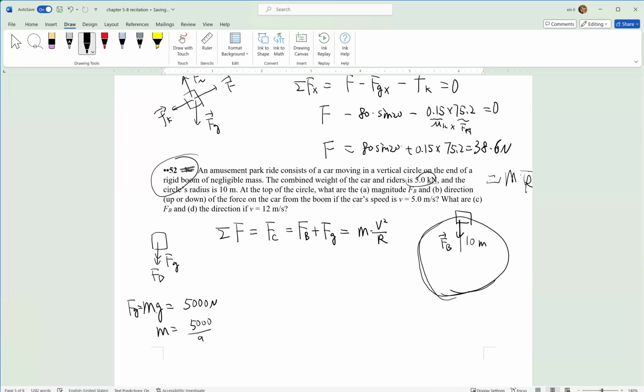5,000 divided by 9.8, which you are going to get 510 Newton. So here what we have is our FB. So FB plus 5,000 Newton will be equal to mass, which is 5. Oh, sorry, this is the kilogram. Mass is in kilogram. So 510 kilogram multiplied by 5 square divided by 10.